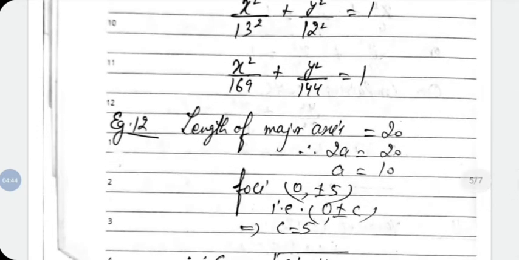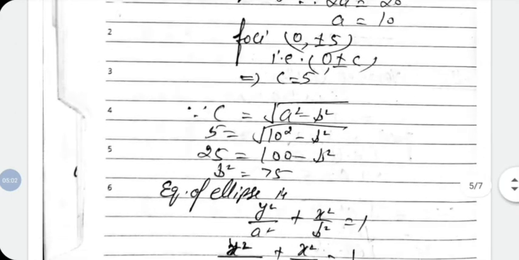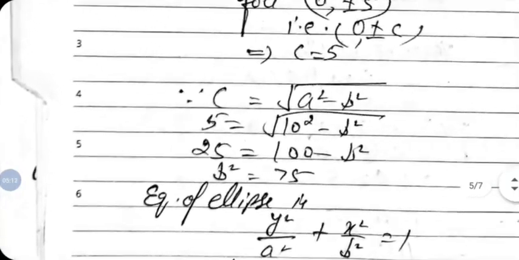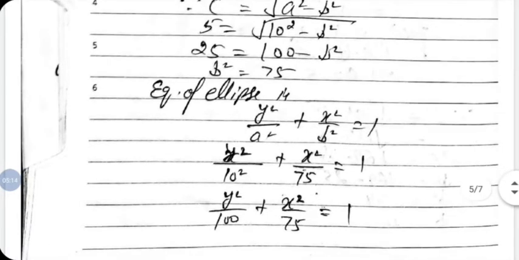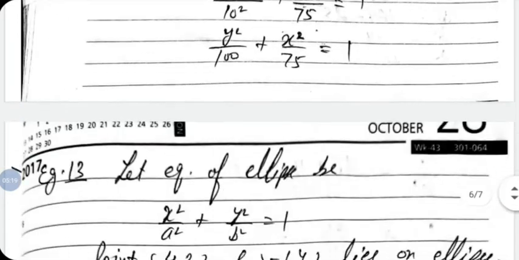In example 12, it is given to us the length of major axis, that is 2a is 20, so a is 10. The foci are 0 plus minus 5, that is c is 5. You can see the foci 0 plus minus 5 are lying on the y-axis. It means that it is a vertical ellipse given by y square upon a square plus x square upon b square is equal to 1. Now solving for the value of b by placing in the formula c is equal to root a square minus b square, c is 5, a is 10, so we get b square as 75. The equation of the ellipse y square upon a square plus x square upon b square is 1, so placing the values, y square upon 10 square plus x square upon 75 is equal to 1.